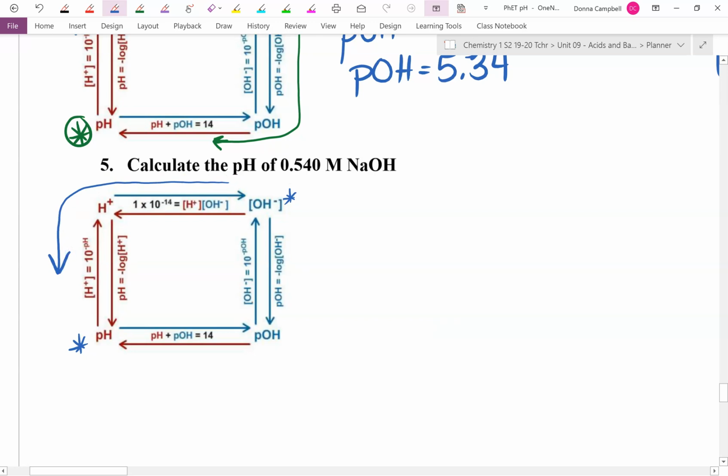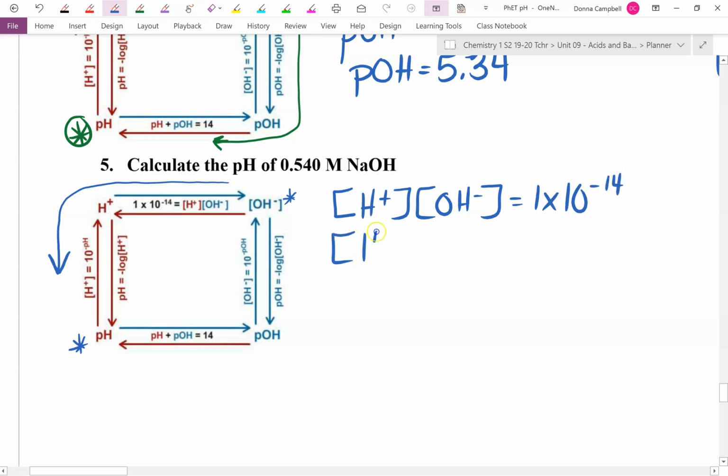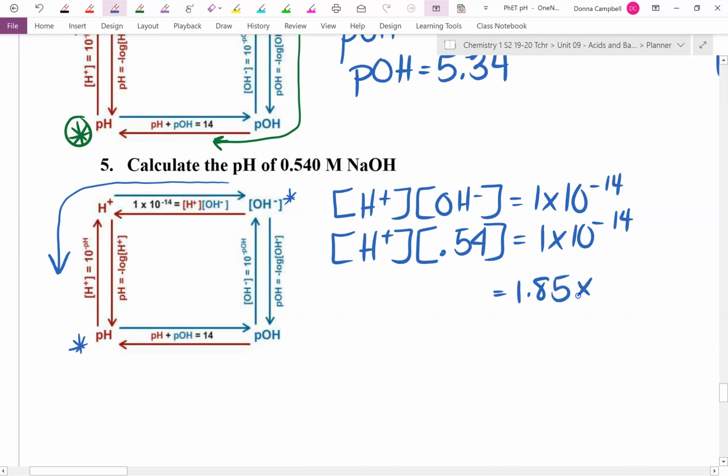Okay, this is the same one, starting here, going down here. Let's go this way this time. So we know that the H plus concentration times the OH minus concentration always will equal 1 times 10 to the negative 14. That's a property of water. The H plus concentration times 0.54 is equal to 1 times 10 to the negative 14. Therefore, the H plus concentration is 1.85 times 10 to the negative 14.